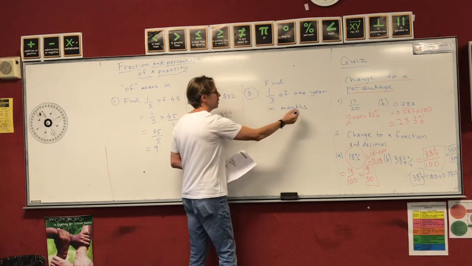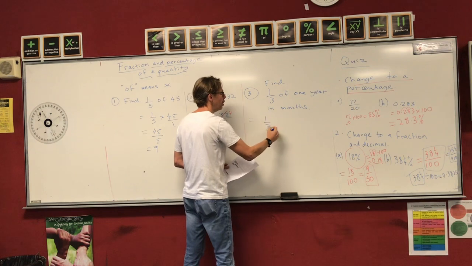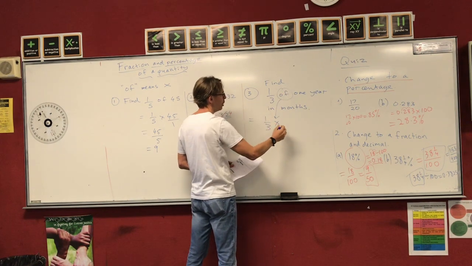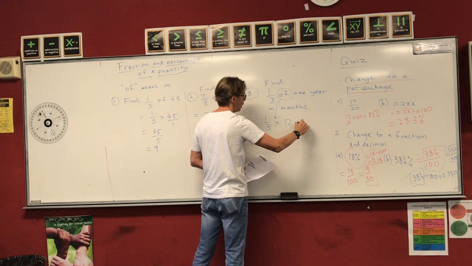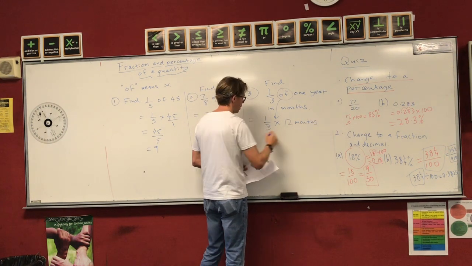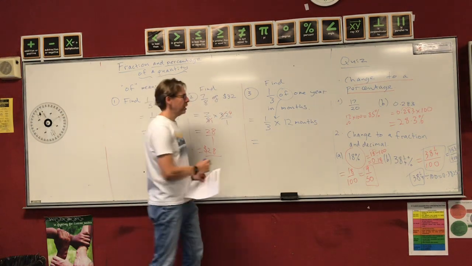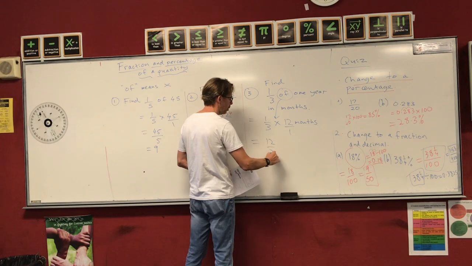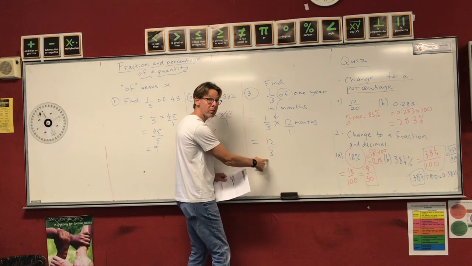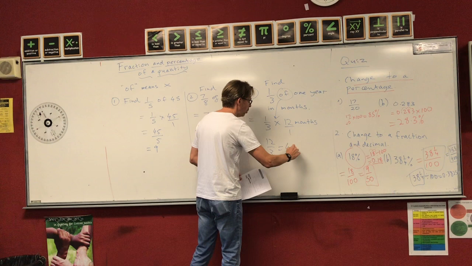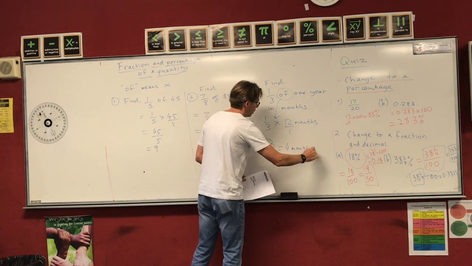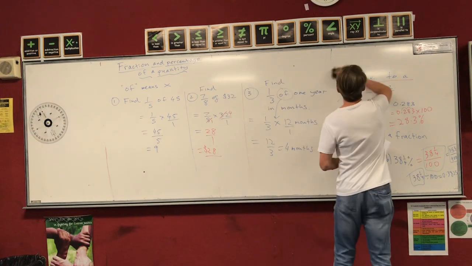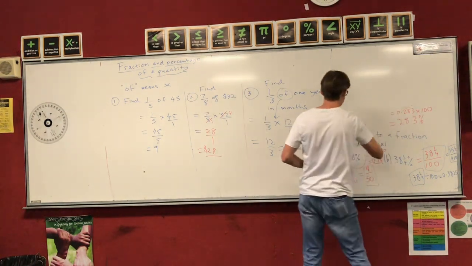Okay. So that will be 1/3 of means times, okay? Of means times 1 year, that's 12 months. Okay, now 12 is the same as 12 over 1. 1 times 12 is 12 divided by 3. 12 divided by 3 is 4 months. There we go. That's your answer. Okay. Let's try the next one.